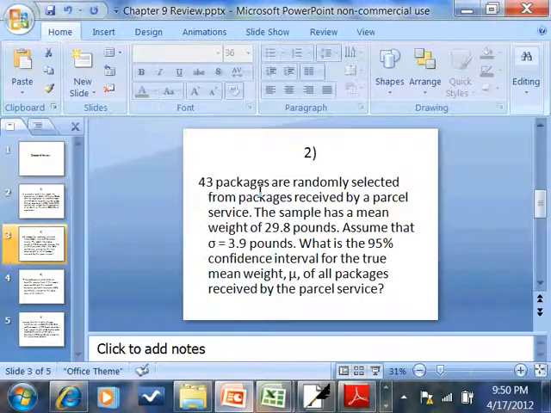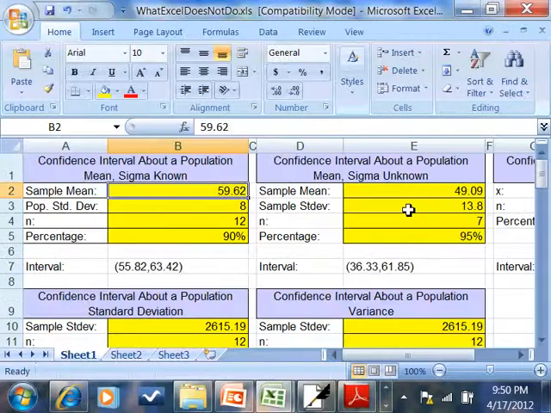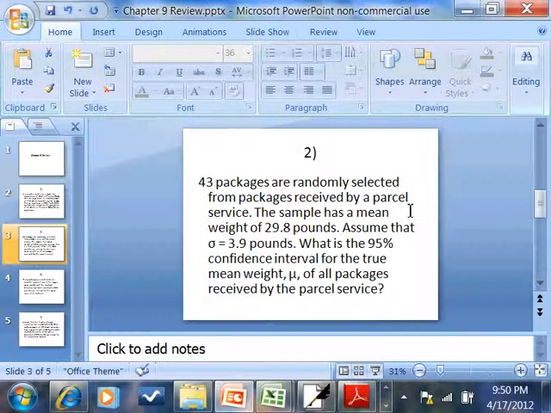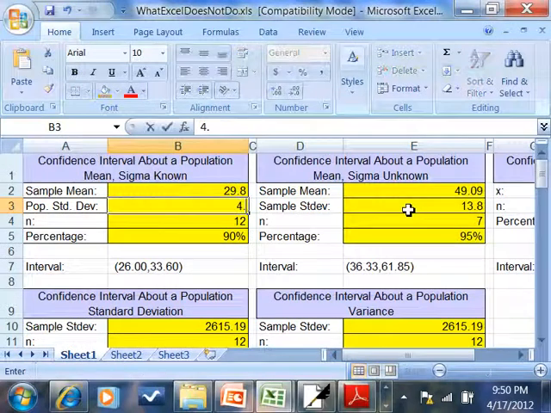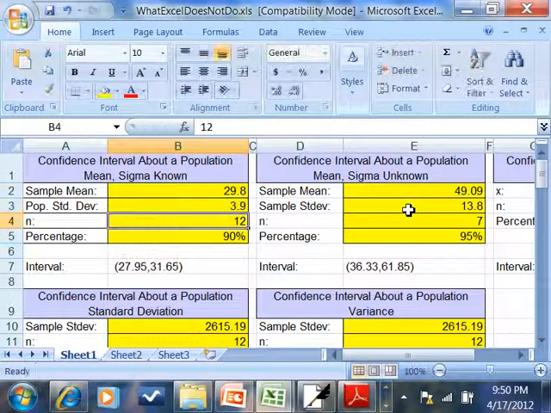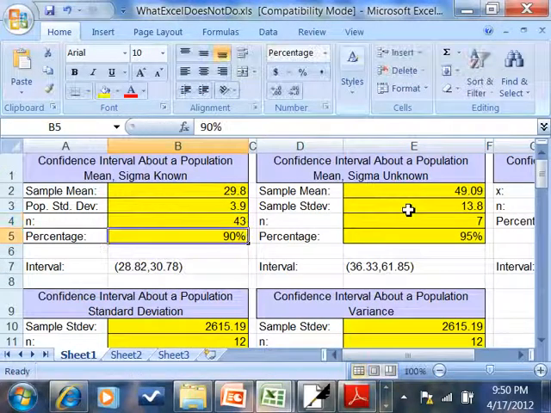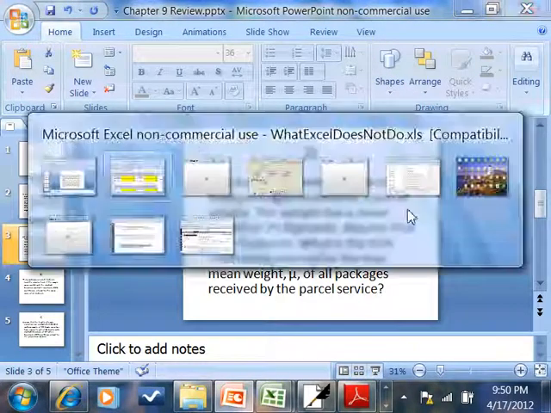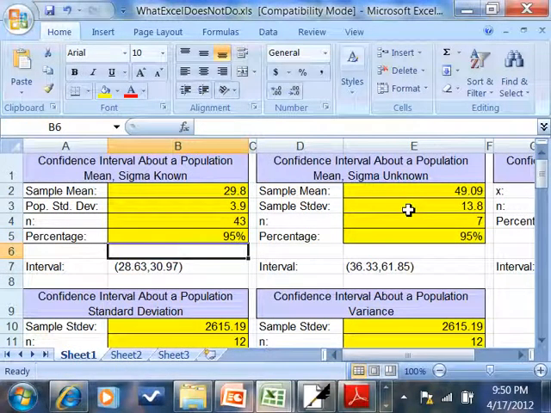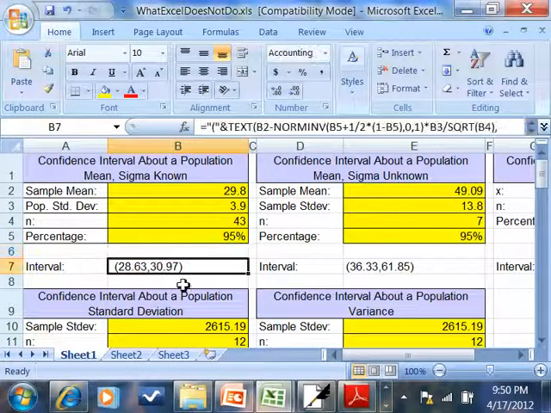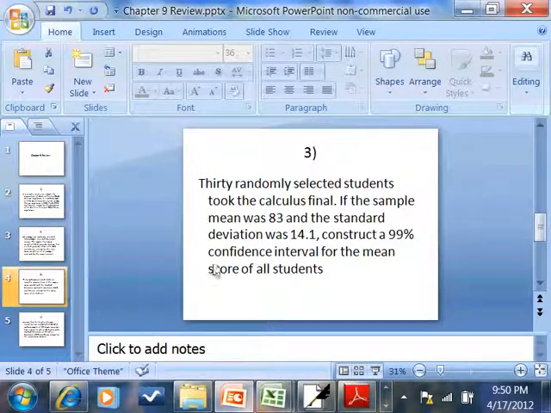So sample mean was 29.8. Population standard deviation was 3.9. N was 43. And the 95% confidence interval, so put 95 in there. And our answer is this right here. Now when you do the homework and tests, I just say this is another name and just turn in the whole spreadsheet. You don't need to separate it, don't need to redo it. Just type in your parameters and plug it in.